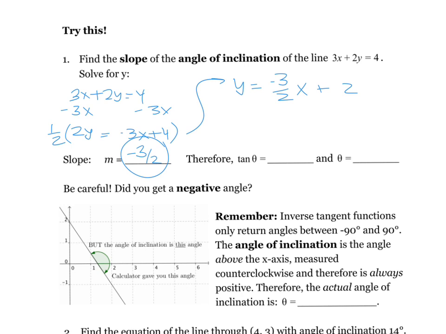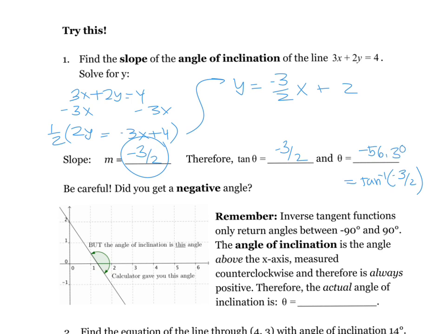Therefore, remember the tangent of an angle, the tangent of the angle of inclination, is the slope. So I could say that the tangent of theta, the angle of inclination, is equal to negative 3/2. And to find theta, I'm going to be taking the inverse tangent of negative 3/2. The way inverse tangent works, if you give it a negative slope, it's going to give you a negative angle. And we need to do some interpretation on that. So the angle that I get from the calculator is going to be negative 56.3 degrees.